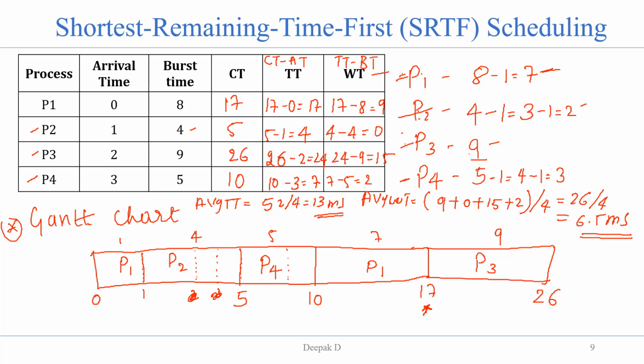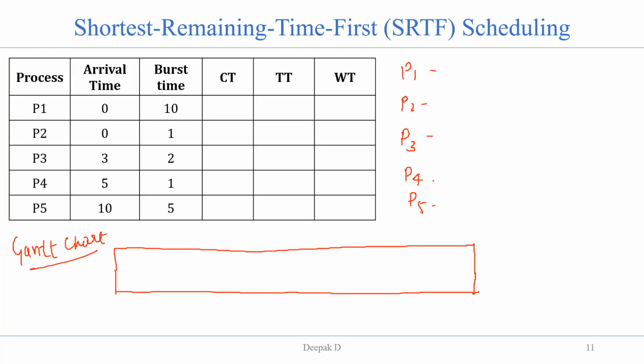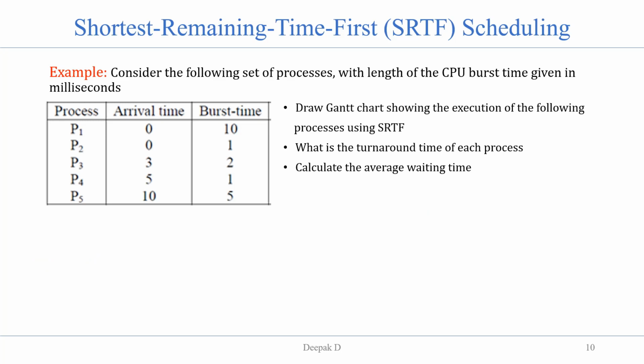So this is how we solve this problem. I hope you have understood this problem. So we'll start with this Gantt chart. Processes P1 and P2 have arrived at the same time. Let's consider another problem. Here there are 5 processes. Arrival time and burst time are also given. So what you need to do, you need to write the Gantt chart using SRTF, and you need to find the turnaround time and also the average waiting time.